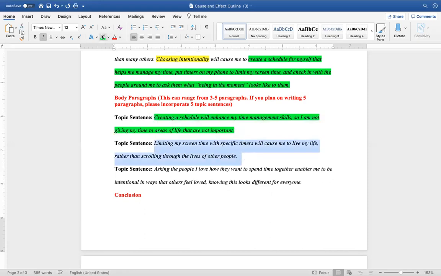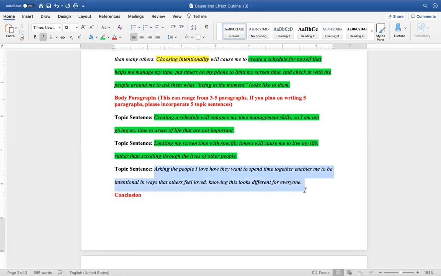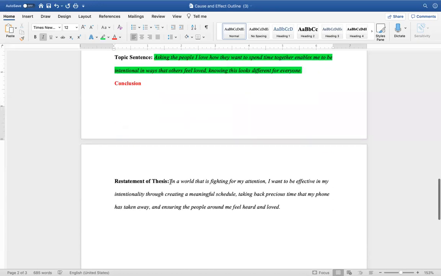Okay. All of these are causes, these are the ways that I am going to, in fact, be able to be intentional. This is my plan, my action plan to be able to be intentional with my life. And then my restatement of thesis: in a world that is fighting for my attention, I want to be effective in my intentionality through creating a meaningful schedule, taking back precious time that my phone has taken away, and ensuring the people around me feel loved, heard, and loved.